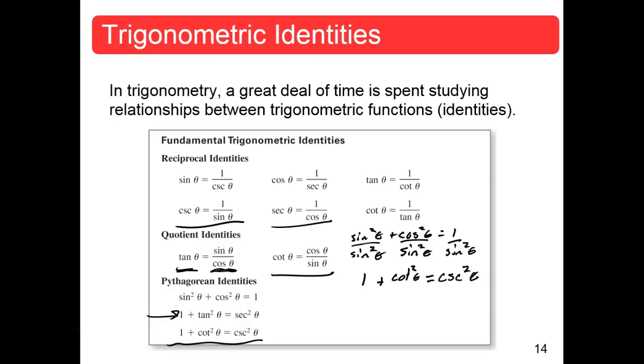Okay. So you can rearrange this and have it sine squared is 1 minus cosine squared. When you have that, then you can take the square root of both sides and have sine is equal to plus or minus the square root of 1 minus cosine squared.